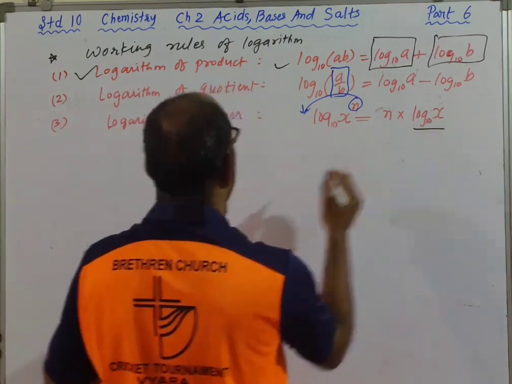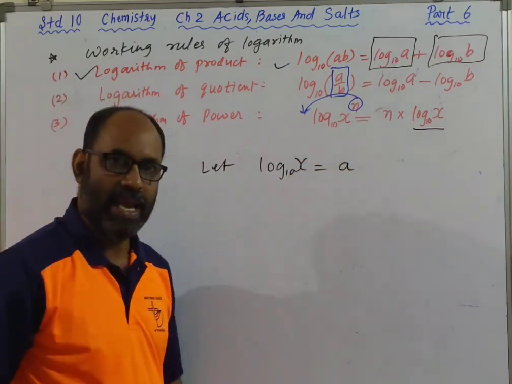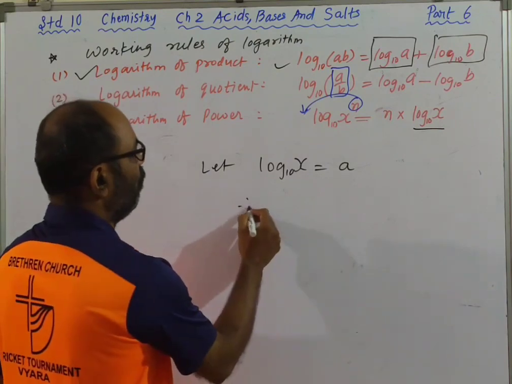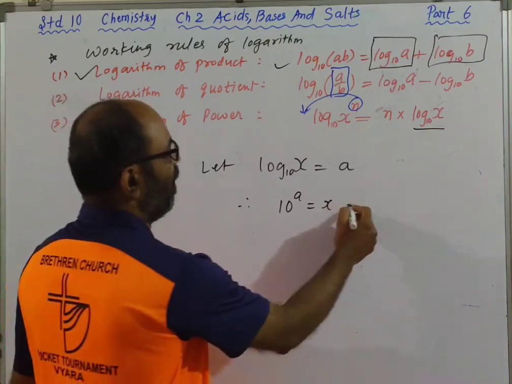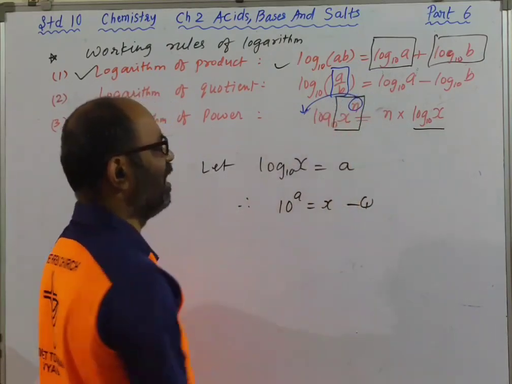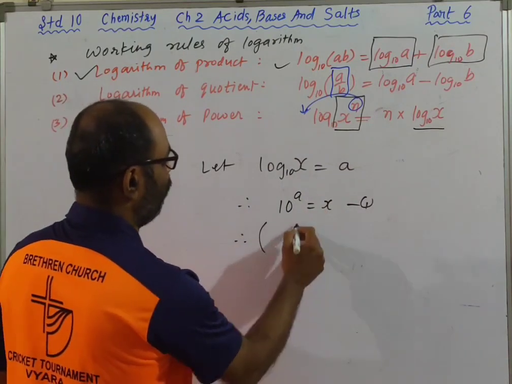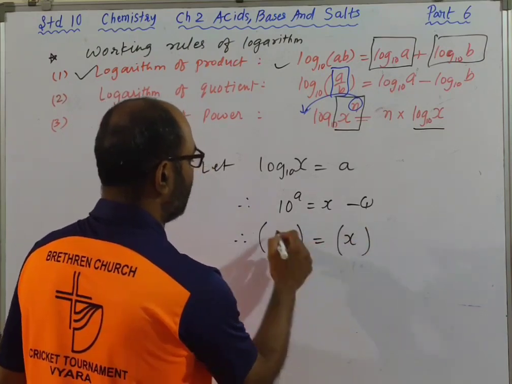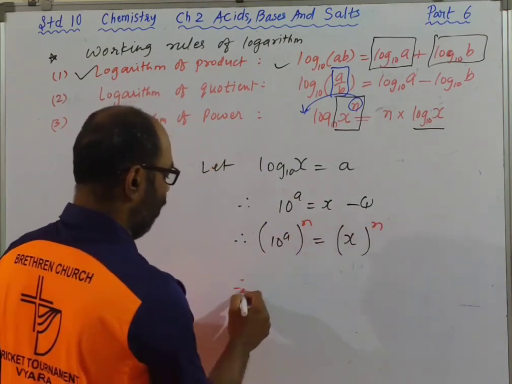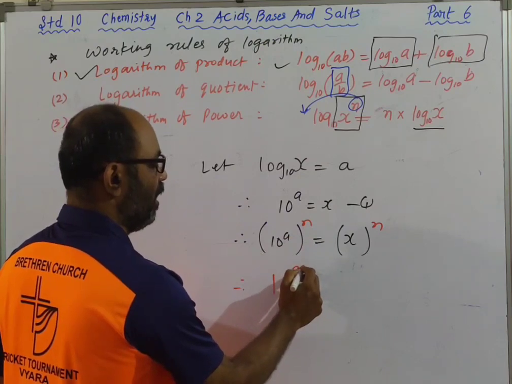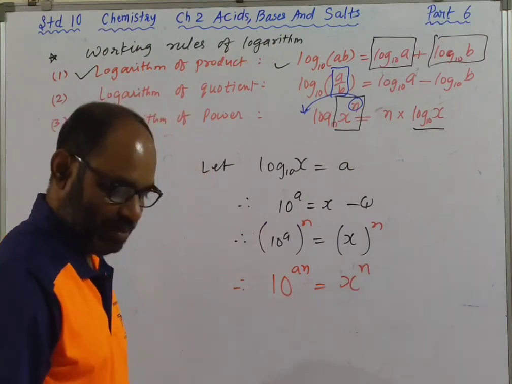Here there is only one number, so I take just one. Let log of x to the base 10 is equal to a. Is that clear to you? Therefore, 10 raised to a is equal to x. Result 1. Now look here, you need x raised to n. So taking nth power on both sides. Now therefore, 10 raised to power of power, so a into n, n into a you can say, is equal to x raised to n.